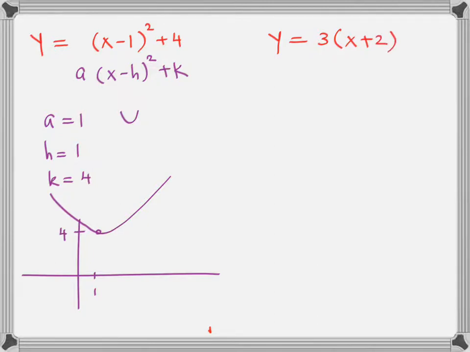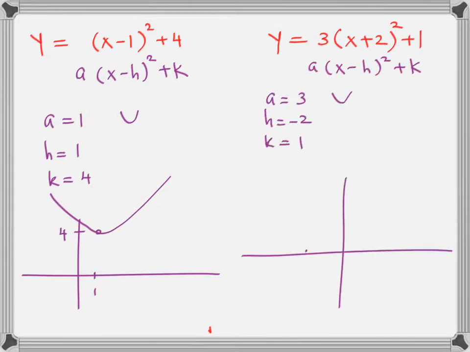Another example. Now this 3 on the outside, the value of a is 3. That changes nothing for us. Actually, it changes the steepness, but since we are drawing a graph, we are not comparing it with the original one. So therefore 3 means nothing for us. Minus h is plus 2. Therefore h is minus 2 and k is plus 1. So in the second quadrant, that's where your turning point is. It's still a happy face graph, and that's how you draw it.